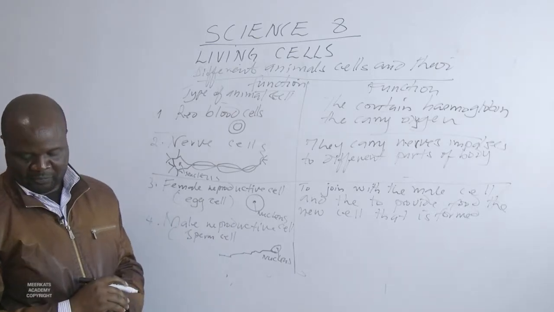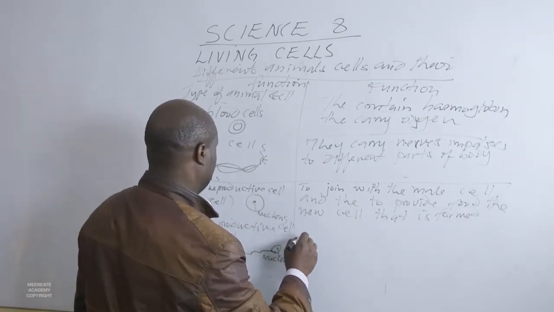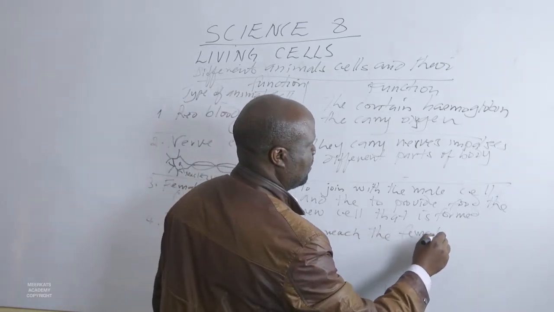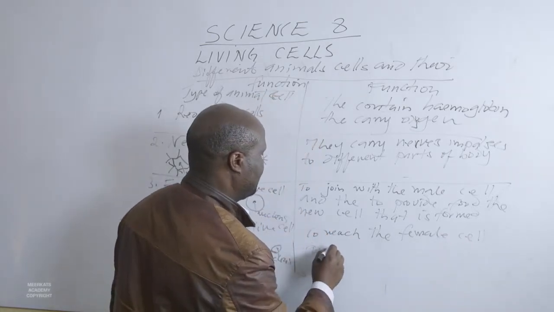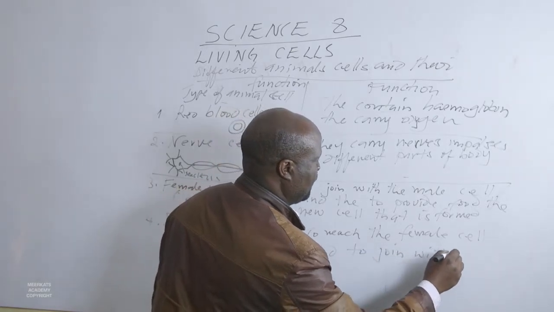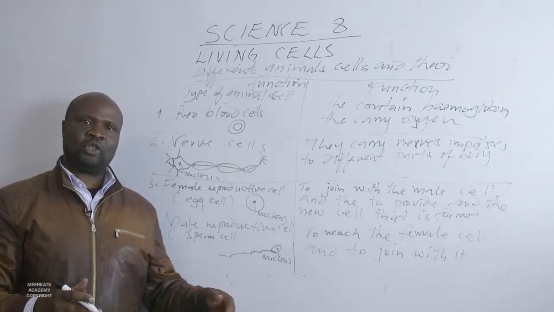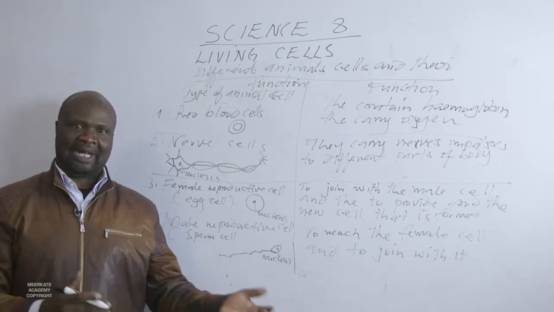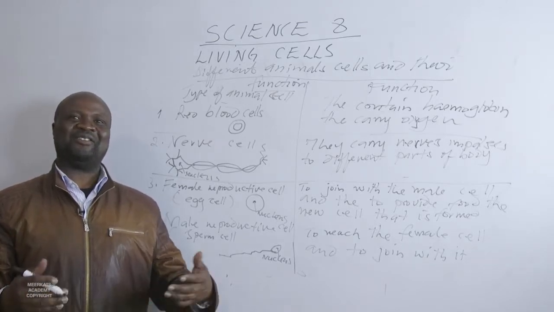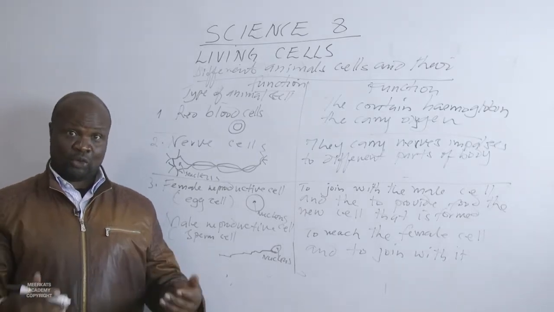So the male reproductive cell, its function is to reach the female cell and to join with it. And when it joins with the female cell, they form another new cell. We shall study what process continues, because that new cell can continue with cell division to the extent whereby it forms an organism that has many cells that have undergone cell division.